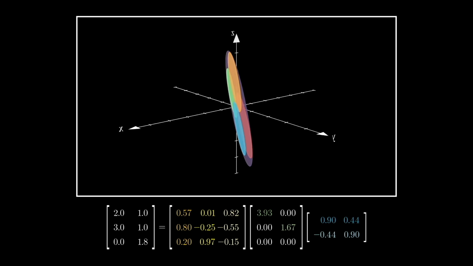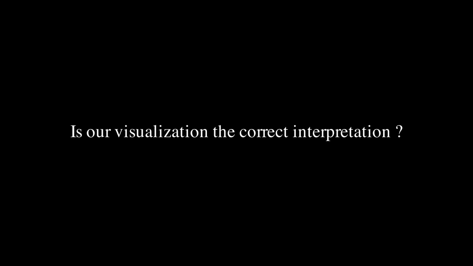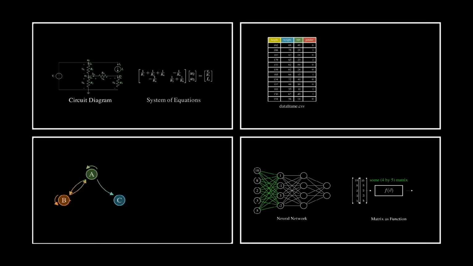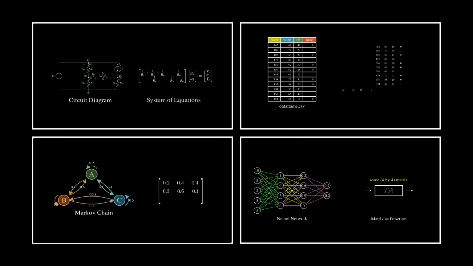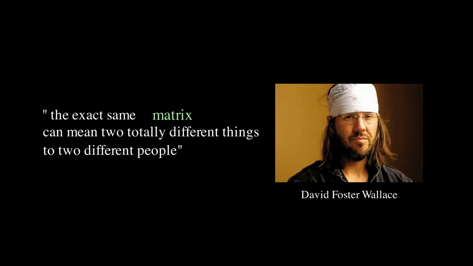This video should end now. Nonetheless, it's good to contemplate a question. Is the entire purpose of SVD to decompose a linear transformation into those 4 sequential actions? Is our visualization the correct interpretation of SVD itself? Not exactly. I mean, what even is a matrix to begin with? This mathematical object has different interpretations under different contexts. The same matrix can mean very different things to different people.